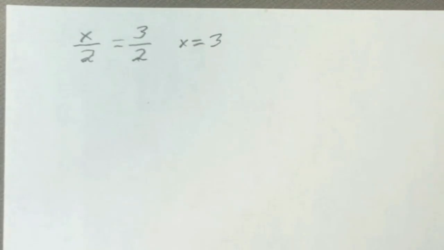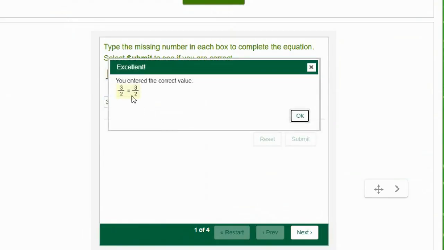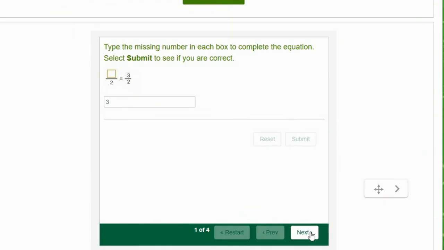Got to go back to the very, very basics. That's what our lesson's doing. It's starting out with the very, very basics. What over 2 equals 3 over 2? Well, that would be 3 over 2. It's like, Mr. Brock, I thought it was a trick question.